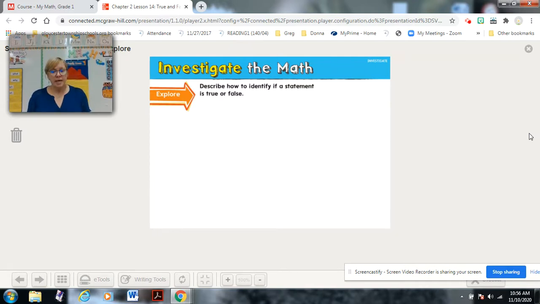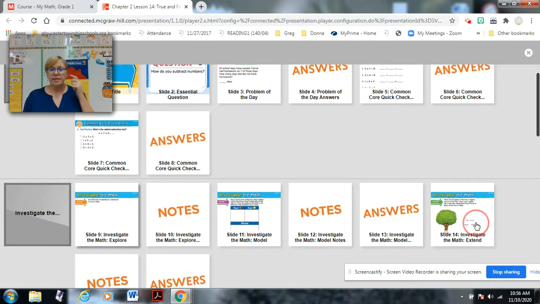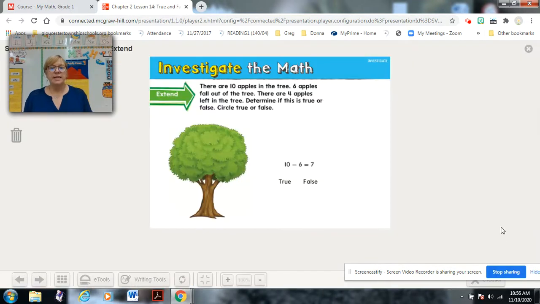And I guess in anything else, you'd have to actually use counters or figure out if it's math, okay? So those are ways that we are going to investigate. We're going to check the answers. So let's try this investigation. It says there are 10 apples in the tree. 6 apples fall out of the tree, and there are 4 apples left in the tree. Determine if this is true or false. Circle true or false.